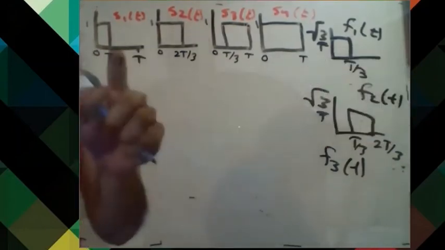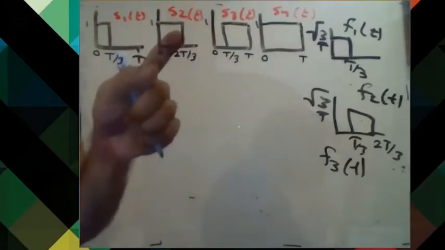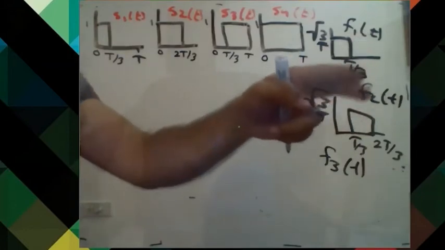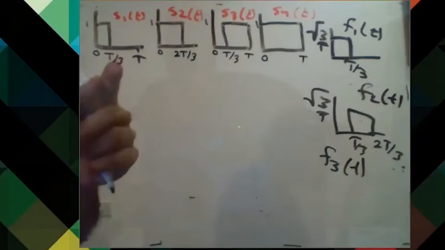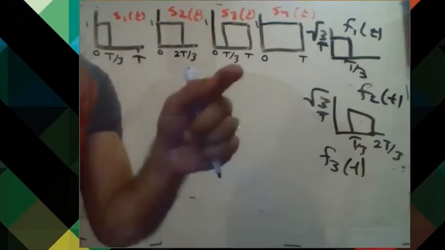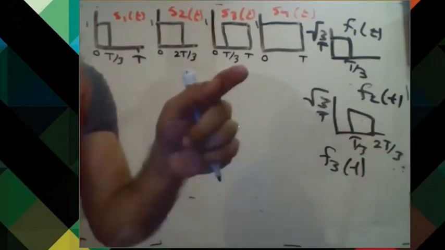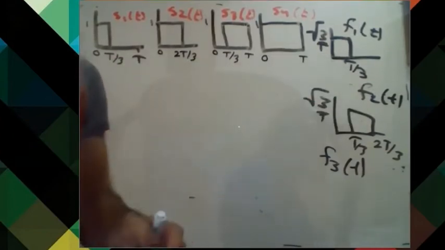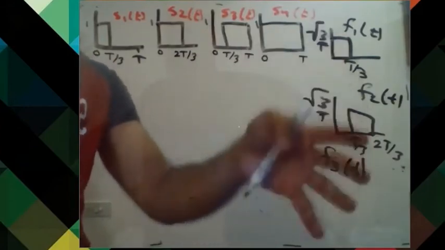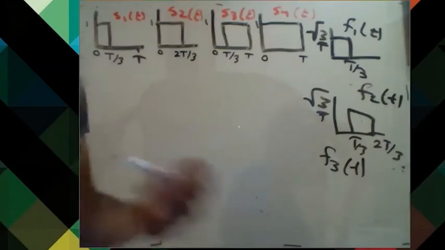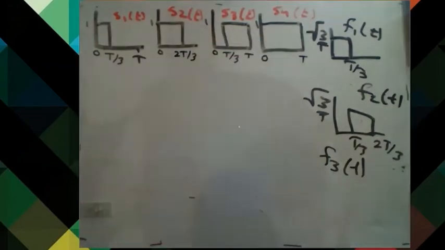I can make S1 with F1. I can make S2 with F1 and F2. If I add those 2 signals and multiply by some value, I'll get this signal. So I can make S1 and S2, but I cannot make S3 because I have no signal over here that goes from 2t by 3 up till t. So I cannot make S3 from these signals, and I cannot make S4 either. This means I need to find F3 of t. When I have enough orthogonal signals to make all these signals, I'll stop. This is the process of finding these orthogonal signals. The next step is finding F3 of t.